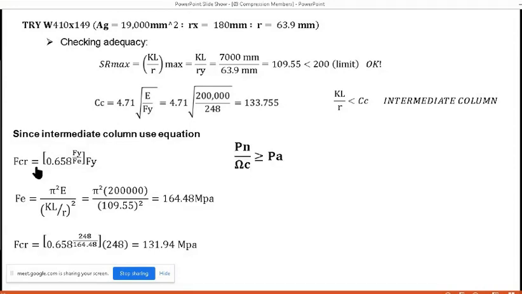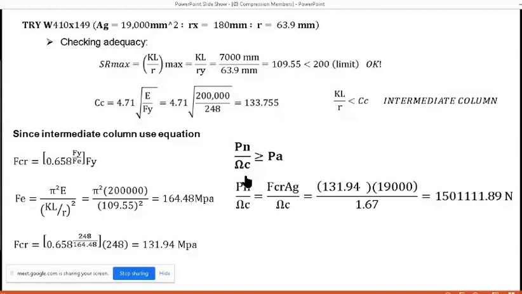Mache-check na natin if our allowable strength is greater or equal to our service loads. Okay? So, substituting yung values na na-solve natin, yung FCR, meron na din tayong AG, meron na din tayong factor, yung omega natin, masosolve natin yung ating allowable strength, which is Pn over yung factor. That is equal to this value in Newton.